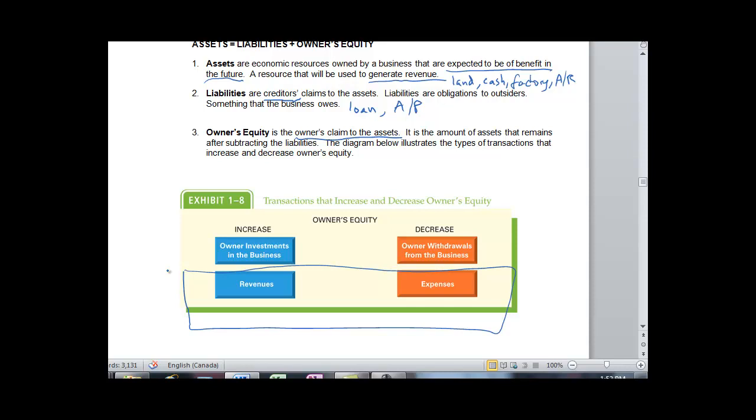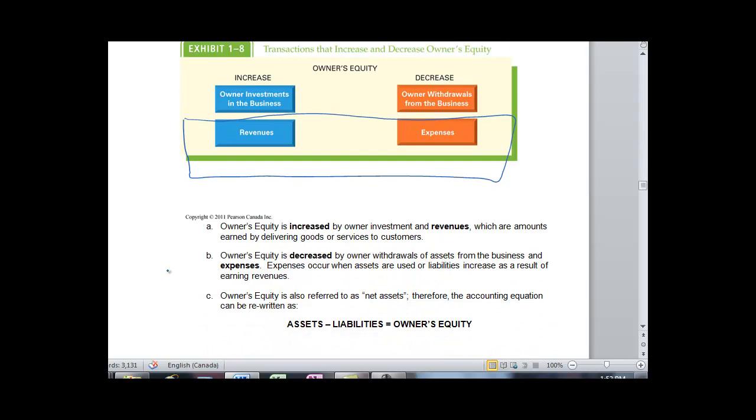So these two items, and we'll get into a lot more detail on them eventually in the course, are the primary source of increasing and decreasing amounts to owner's equity. Again, though, we don't want to disregard the fact that the owner can contribute or withdraw cash from the business, and that will, of course, also increase or decrease owner's equity.